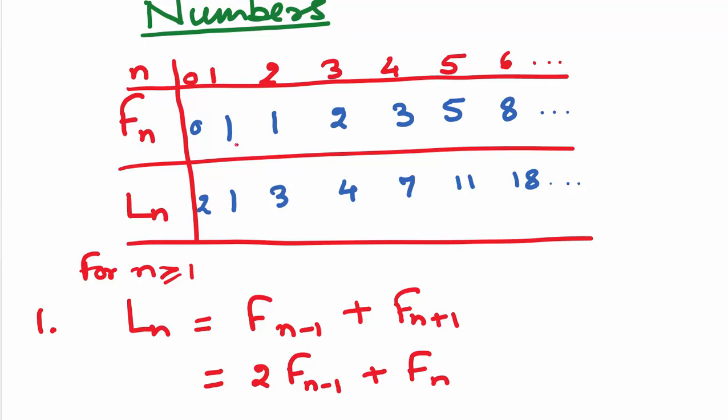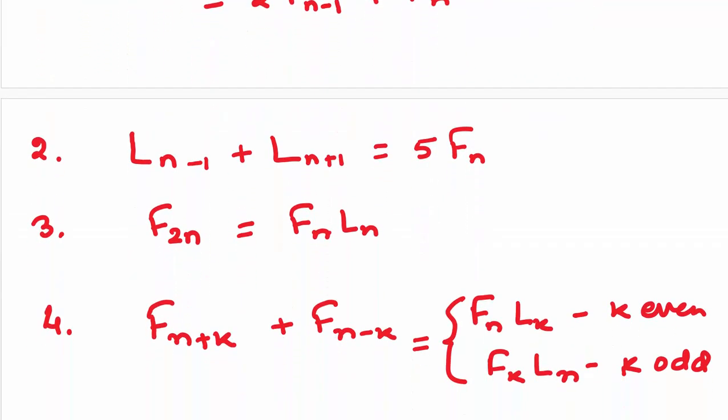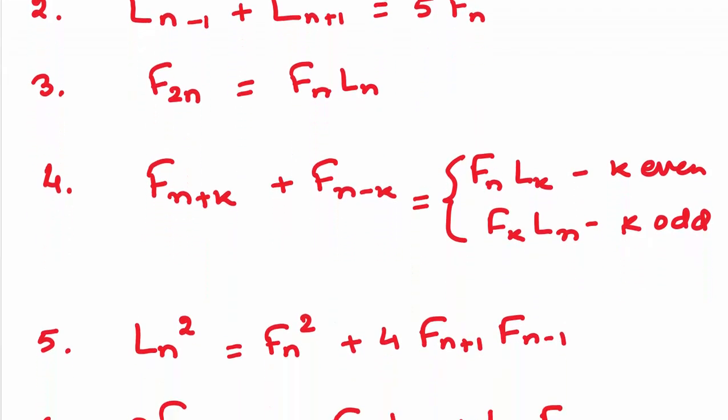So here it means that if I add 1 and 2, we will get our Lucas number. And take 1 and 3, add them, you will get 4. Take 2 and 5, you will get 7. So this is what this identity means. Or you can say 2 times F of n minus 1 plus Fn. You can try for other values too. The alternate Lucas numbers L of n minus 1 and L of n plus 1 add up to give you 5 times Fn. F of 2n is always F of n into Ln.